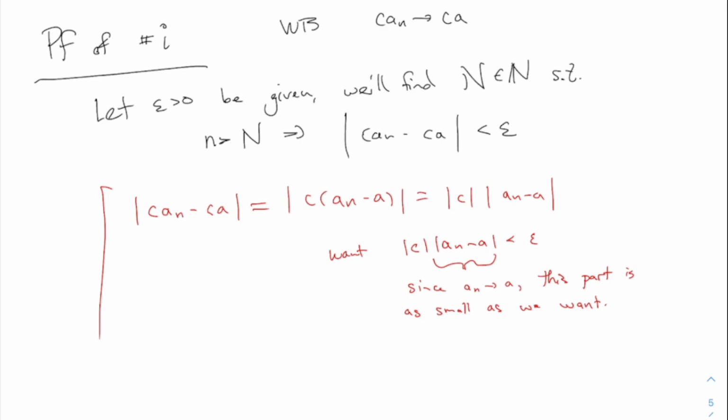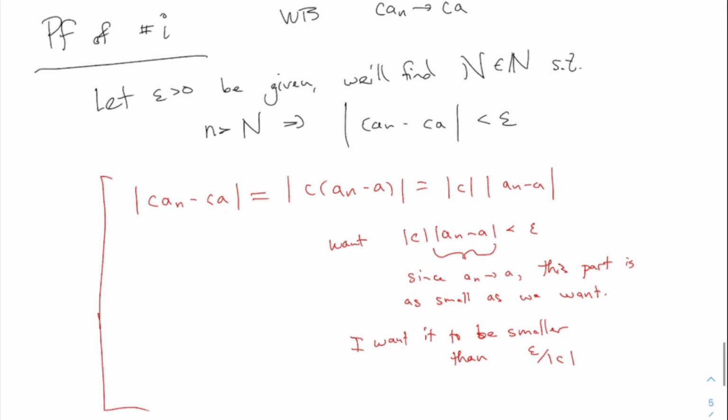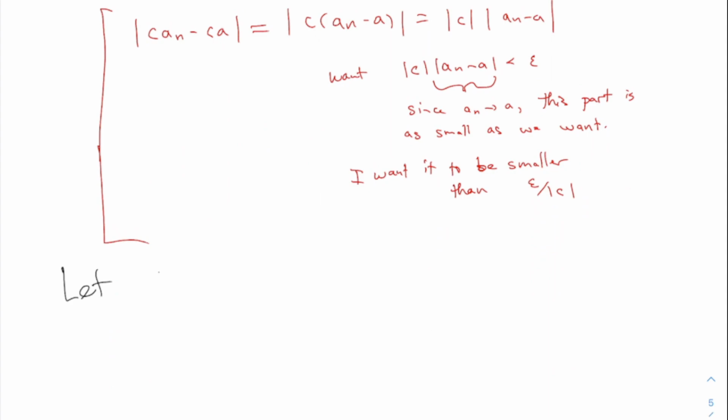How small do I like? Actually, you'll see immediately why I say this. I want it to be smaller than epsilon divided by absolute value C. Why is that? It's because then I can divide the absolute value over here. I want C times that to be less than epsilon, and so I want that thing by itself to be less than epsilon over absolute value of C. And this is how you choose what the big N should be. So I'm going to say, let big N be so big that n greater than big N implies AN minus A less than epsilon over absolute value C.